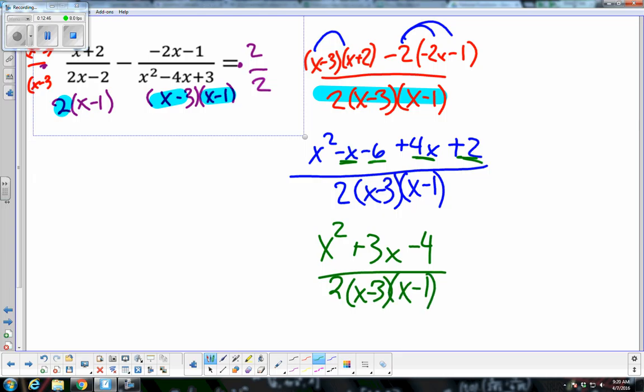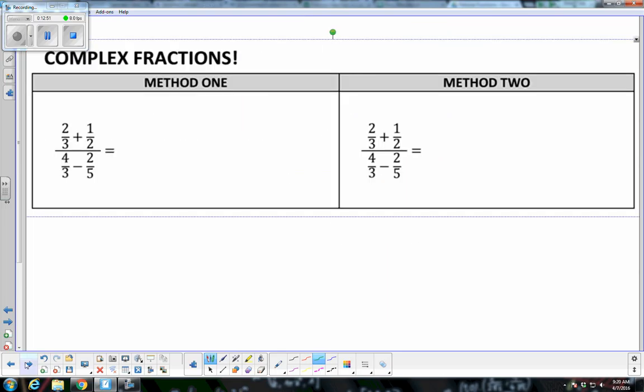Now you're going to flip your page. You're going to go to the back side. We'll look at some complex fractions. There are 2 different methods you could do this in. Here's method 1. You try to simplify this top.